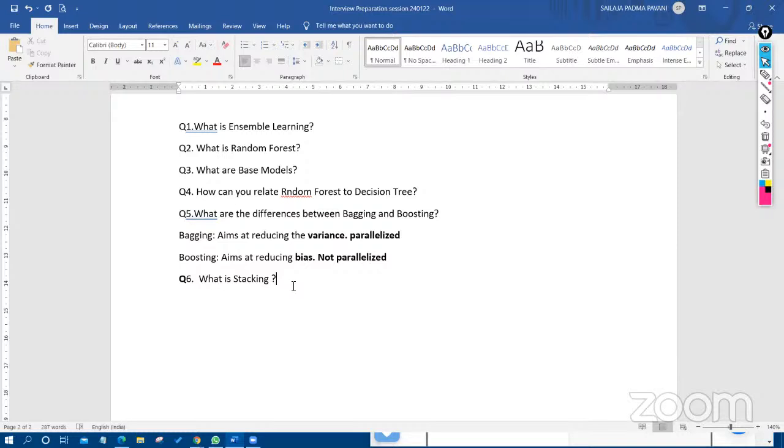So what are you doing? By using weak models, you are going to combine them and train them. And in order to get predictions based on the multiple predictions of the weak models, you are building a meta model and you are trying to get the best prediction. Right?